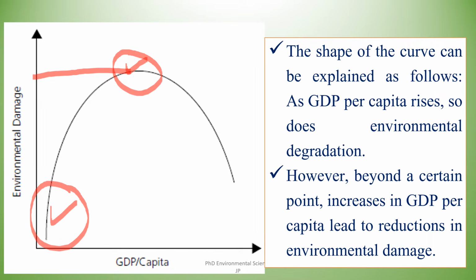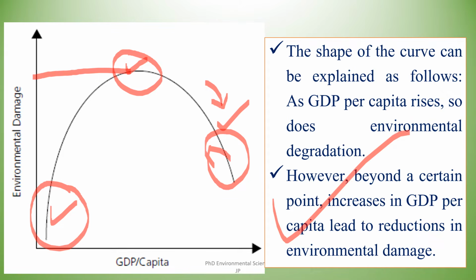Then last stage is high GDP per capita. Beyond the turning point, further economic growth leads to a shift in priorities. With higher income levels, societies can afford to invest in cleaner technologies and sustainable practices. Public awareness and concern about environmental issues increase, leading to a stronger demand for environmental protection and sustainable development. Governments implement stricter environmental regulations and policies, encouraging businesses to adopt green technologies and practices.